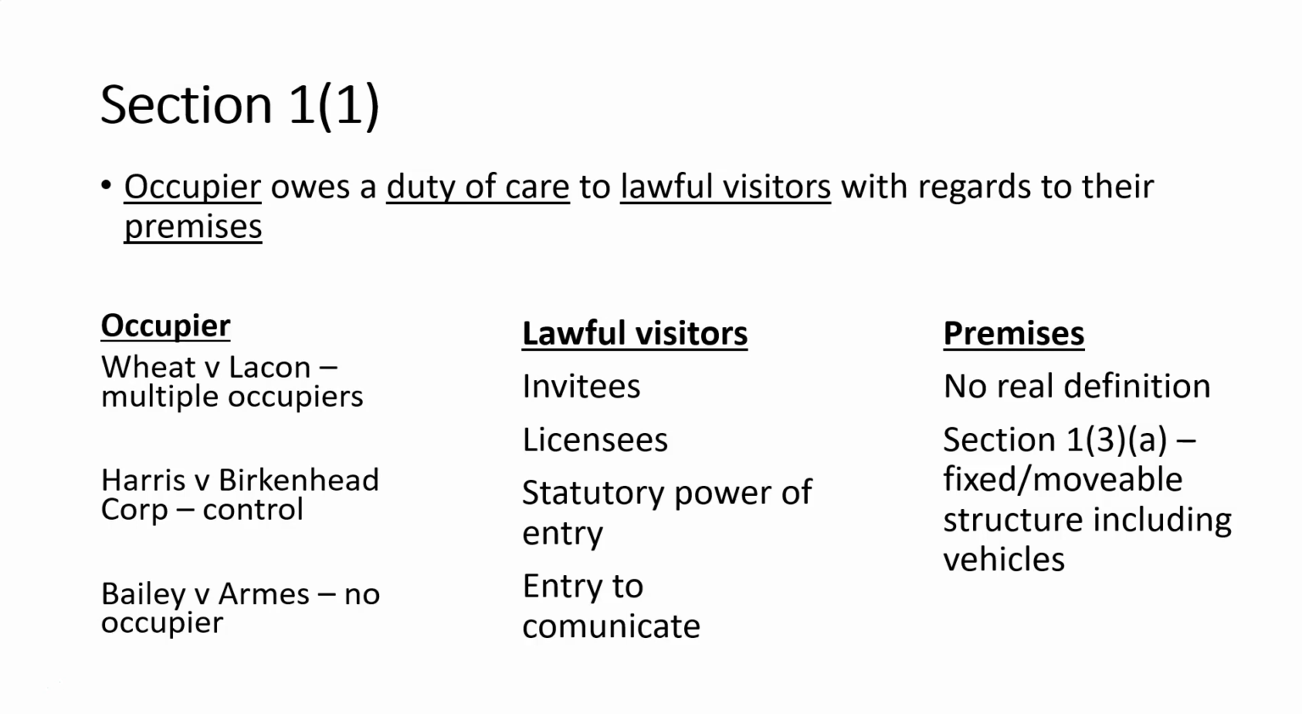So the best example of that is you pay money to go to, for instance, the O2 Arena or into a pub to see a band. You have contractual permission because you've paid your money to be on the land, so therefore you're a lawful visitor. There are two other things that could make you a lawful visitor.